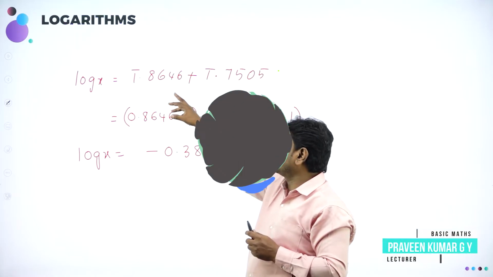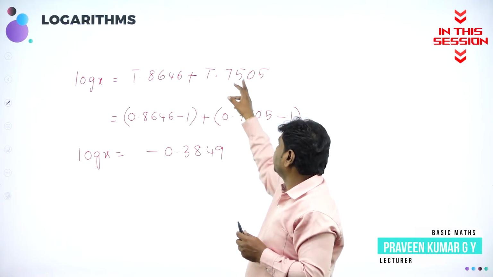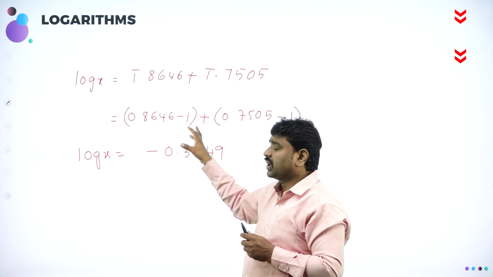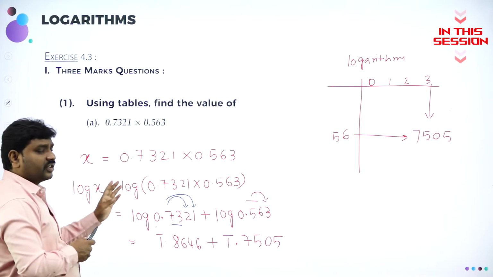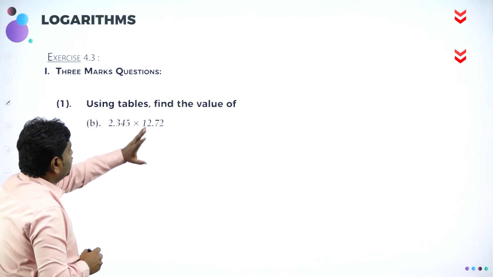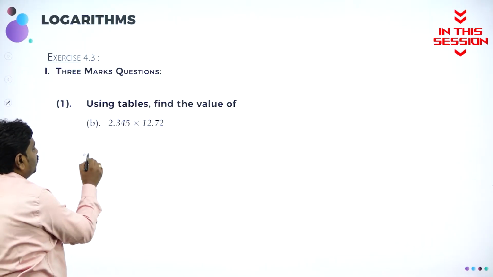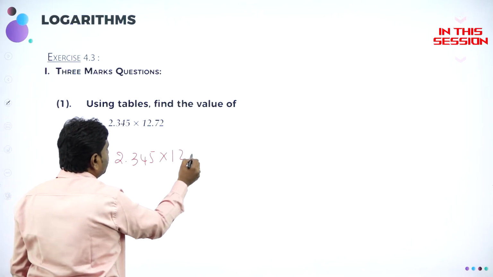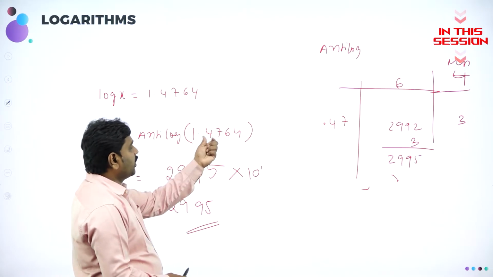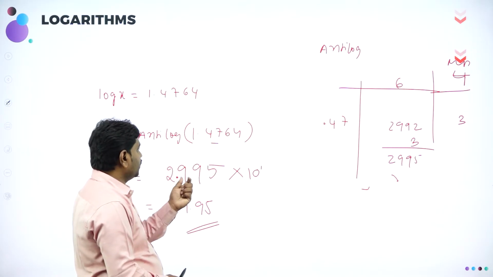Log x value, you will get bar 1, meaning the decimal minus 1. If you use a calculator, you will get this value. They want you to find 0.7321 into 0.563. To take it as x, apply log on both sides. Using a log table, find the value of this. So take x is equal to 2.345 into 12.72. See how to find the anti-log. 0.47 under 6 under 4, if you see, you will get this number.